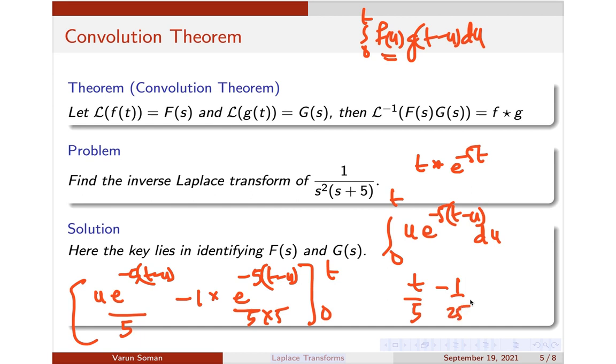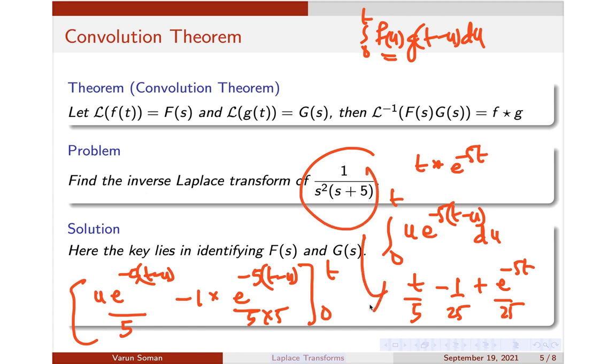Now give the lower limit 0, and this one will simply be plus, because the lower limit will be getting plus, so it is e raised to minus 5t by 25. Or in other words, it is 5t minus 1 plus e raised to minus 5t. So that is the answer of t star 5. So the inverse transform of this is actually this quantity.